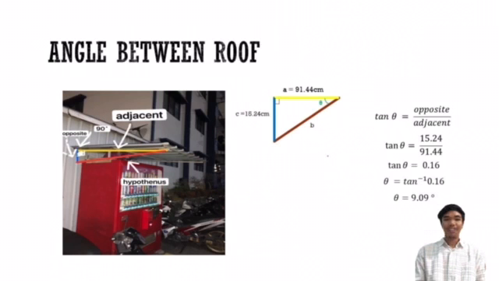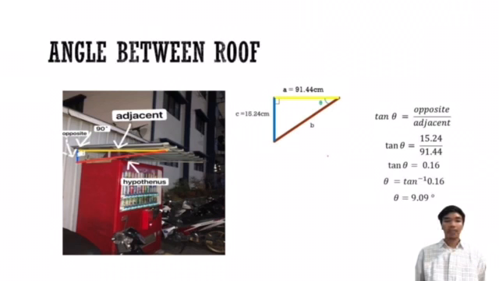For the second question, we need to find the angle of the roof. We use the formula tan theta equals opposite over adjacent, because the angle is located between adjacent and hypotenuse. The first step is we put the lengths into the formula. Tan theta equals 15.24 over 91.44. Then we get the answer, which is tan theta equals 0.16.